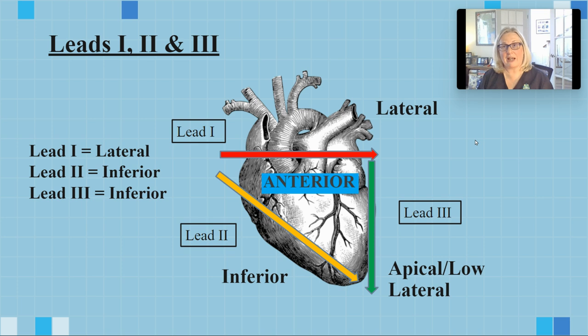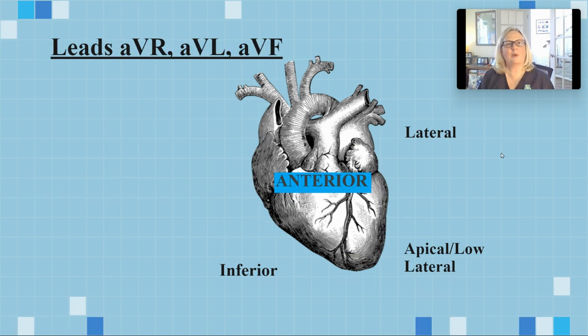So let's take a look at the next one. The next one is going to be our augmented leads. That little A stands for augmented, if you recall, and V stands for ventricular. R is going to be our right arm. L is going to be our left arm, and F is going to be our foot. Okay, R, L, and F. All right, and if it's the foot, we don't use the right foot, so it has to be our left foot. And in coinciding with all of these.